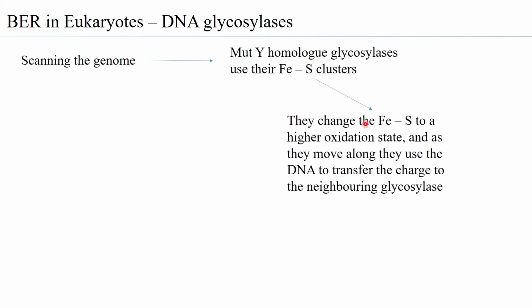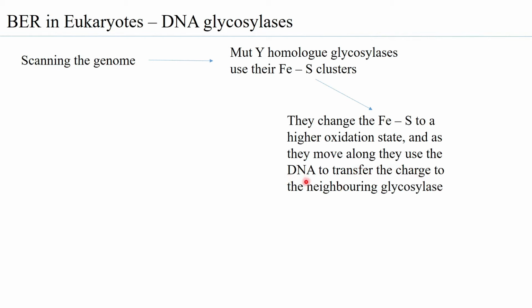Now, as they move, they keep changing the Fe-S state from one oxidation state to another oxidation state, and there is an exchange between the two glycosylases. This exchange is through the DNA. So, the transfer of the charge to the neighboring glycosylase is through the DNA.